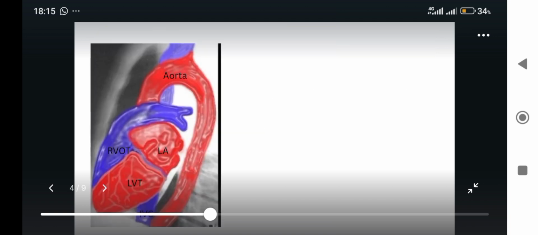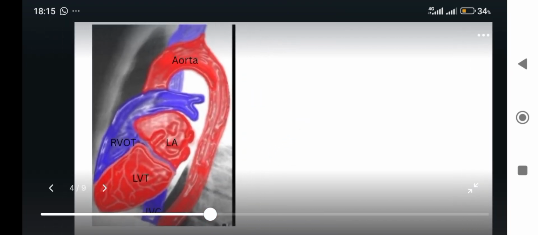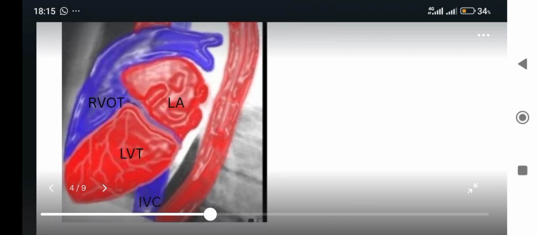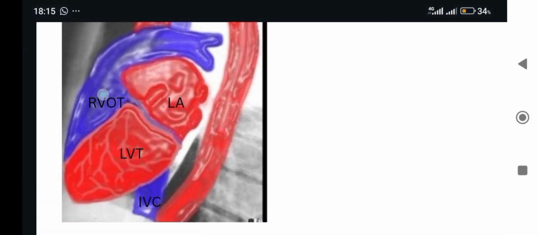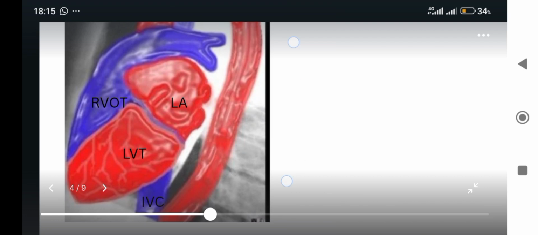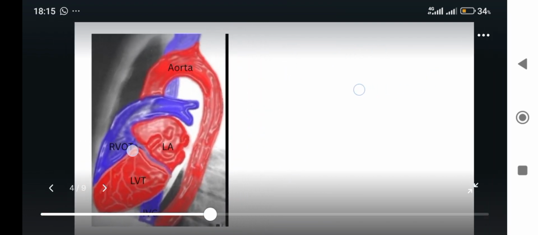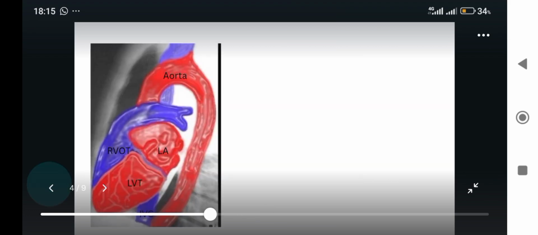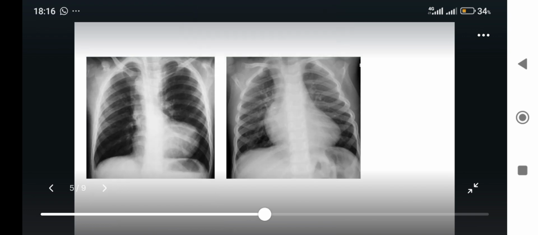Let's take a little time and look at the anatomy we see in lateral chest X-ray, to be able to appreciate the structures that we're expected to see. This is the left ventricle. This is the right ventricular outflow tract. This is the left atrium. Then you see the aorta, the descending aorta, the IVC is there. So you see the SVC up there.